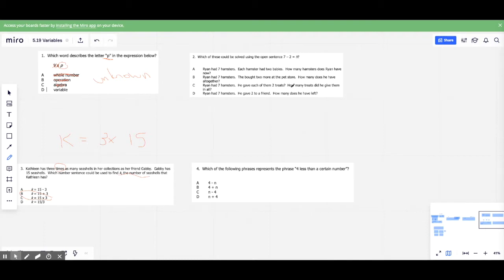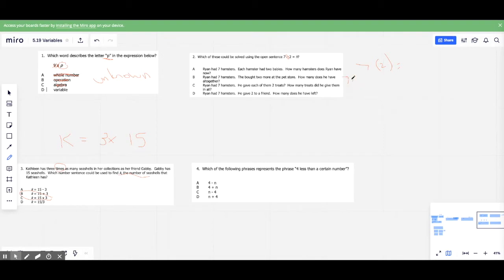First of all, it's trying to get us to figure out what the 7 minus 2 actually means. So we have 7, take away 2. This first one, Ryan had 7 hamsters. Each hamster had 2 babies. So we're really multiplying 7 hamsters by 2 babies each, which has nothing to do with subtraction.